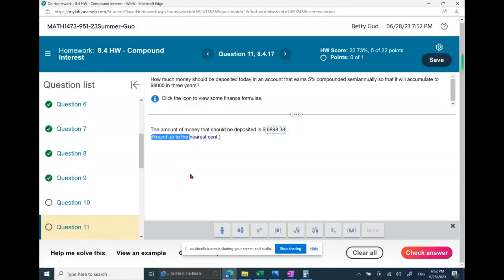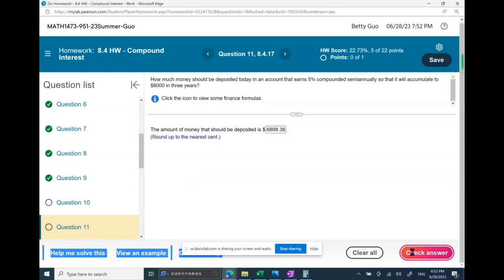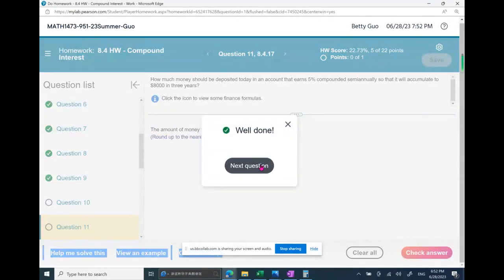When you see round up to the nearest cent, then you just round it up, because it doesn't say rounded to, right? If it's rounded to, then that is the normal rounding rule. If it's rounded up, that means you always have to round it up. Doesn't matter if the next digit is bigger than 5 or less than 5 or equal to 5, doesn't matter. You always have to round it up. Let's check this answer. It is correct, right?